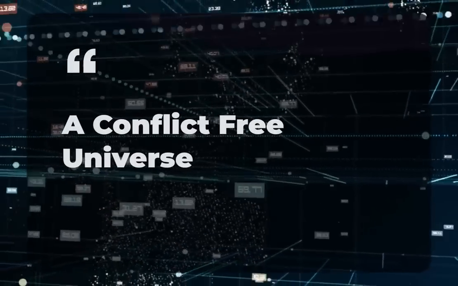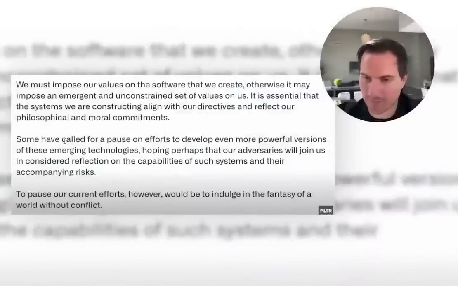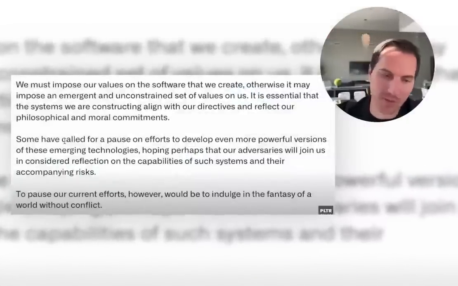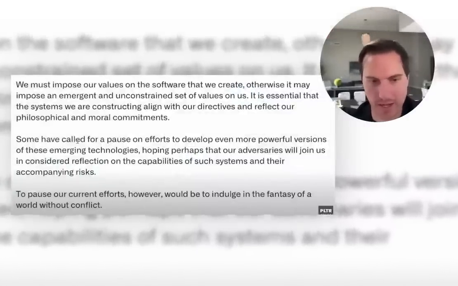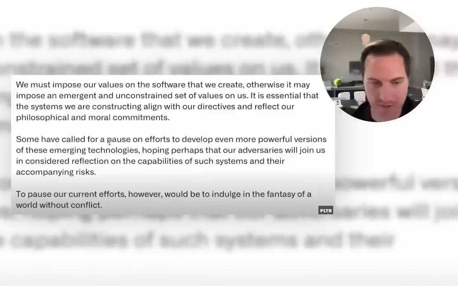I don't know if you guys heard what Elon Musk said, but Elon Musk kind of put it out there that we should do like a 6-month pause on AI technology and whatnot. And it sounds like Karp's definitely pushing back here.